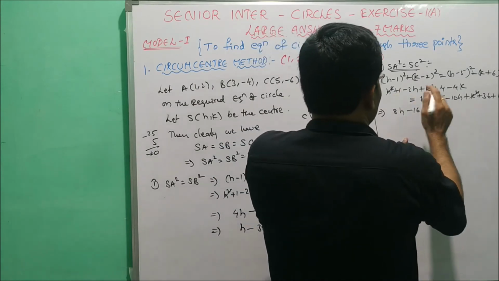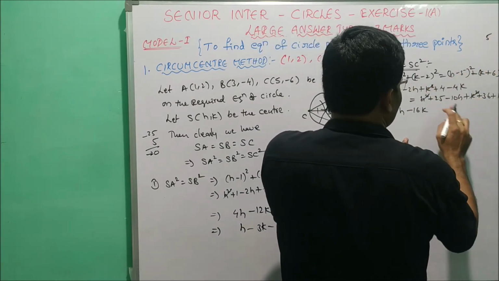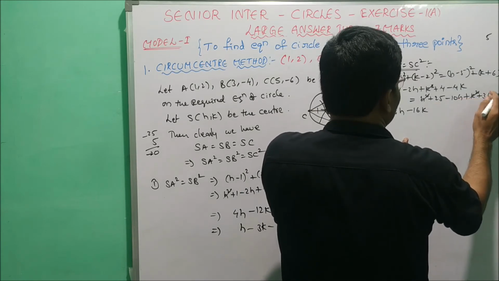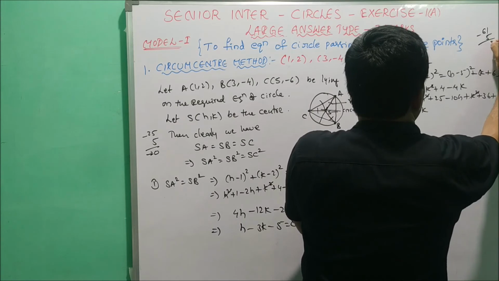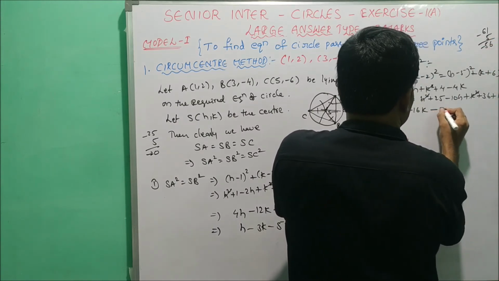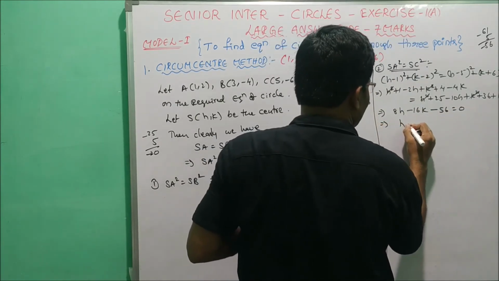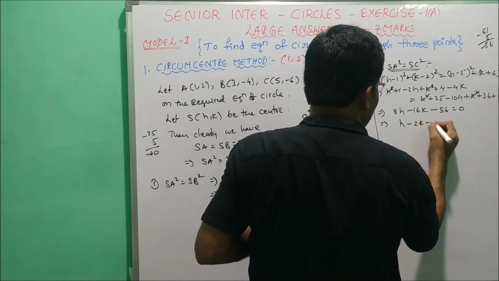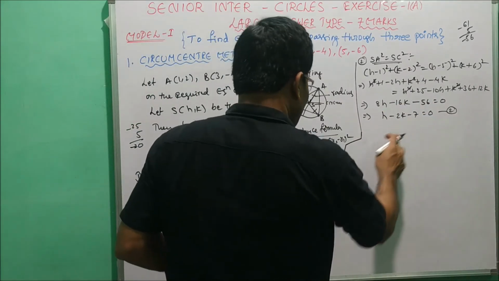The constants: 1 plus 4 is 5. On the right side 25 plus 36, that is 61. So 5 minus 61 is minus 56, equal to 0. Now divide by 8: h minus 2k, 8 sevens are 56, minus 7. So here two equations are there.